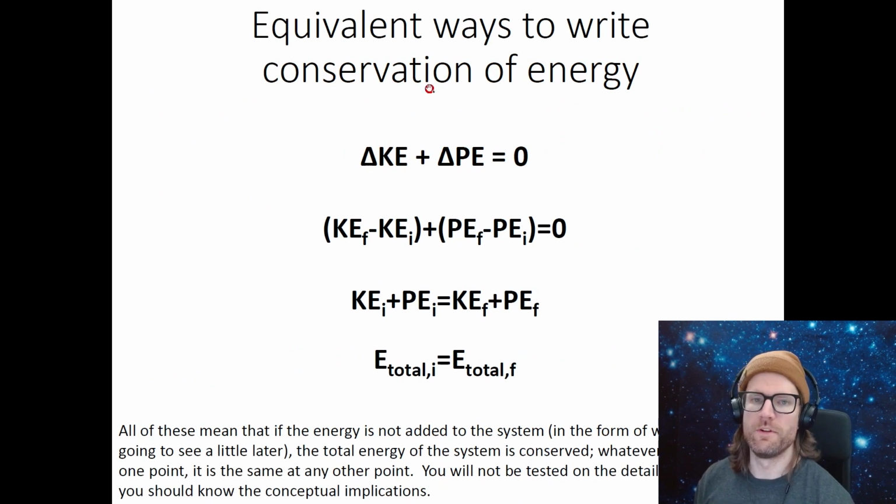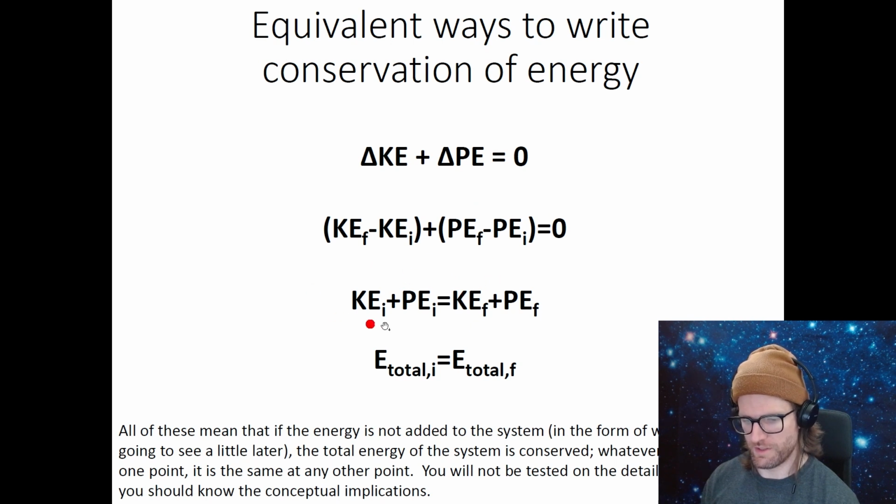Okay, so these are equivalent ways to write conservation of energy. Change in kinetic energy plus change in potential energy is equal to 0. Or final kinetic energy minus initial kinetic energy plus final potential energy minus initial potential energy equals 0, same thing. And then we get rid of the parentheses here and rearrange, same thing. Or E total i equals E total f. They all mean the same thing here.